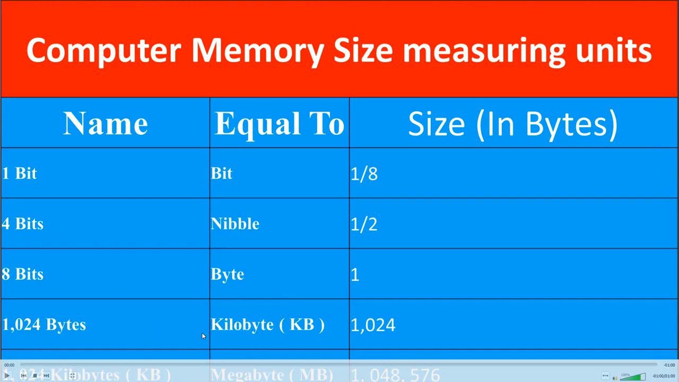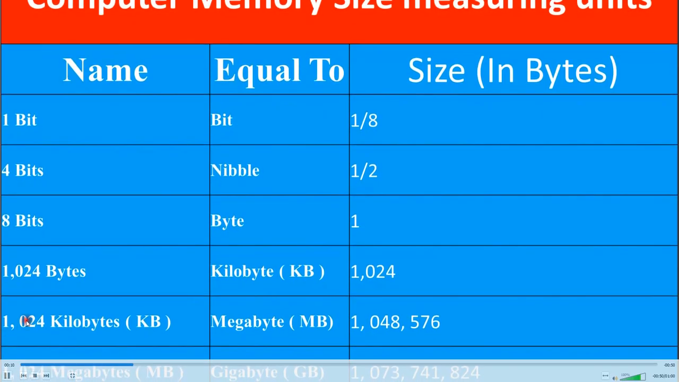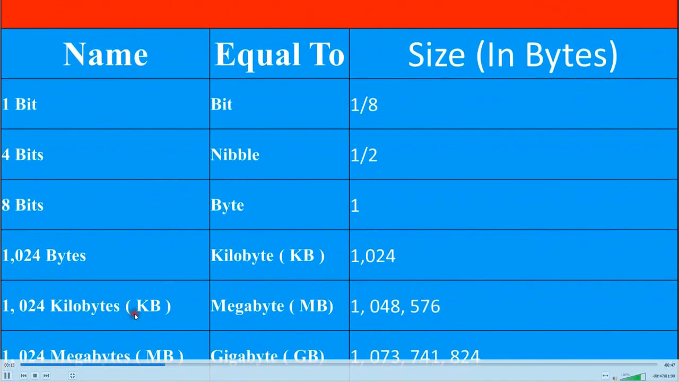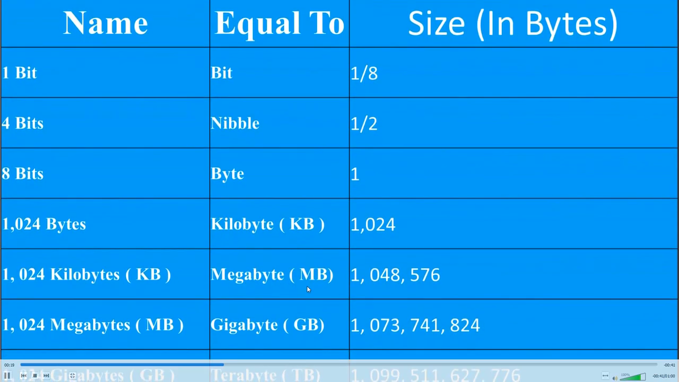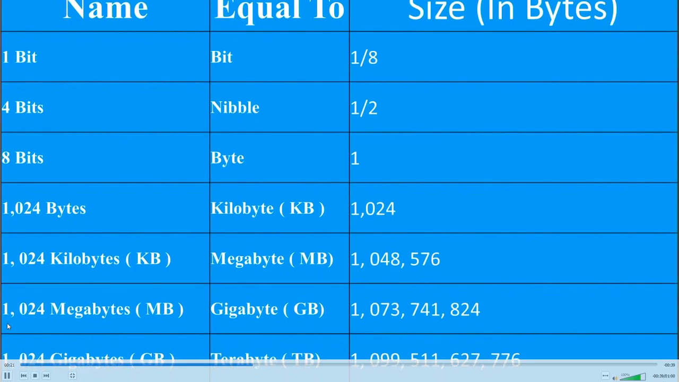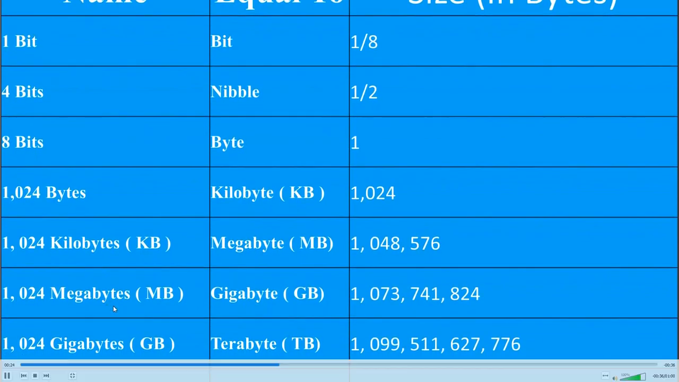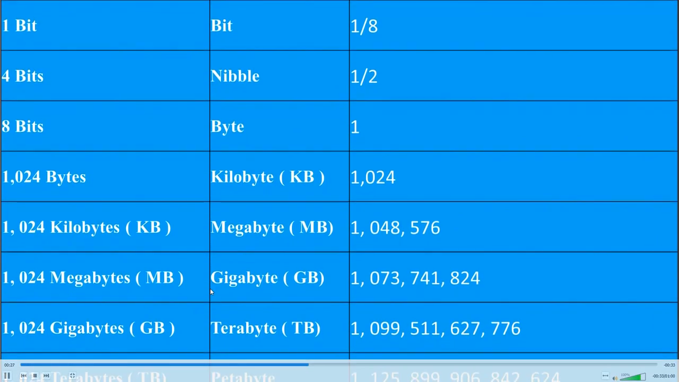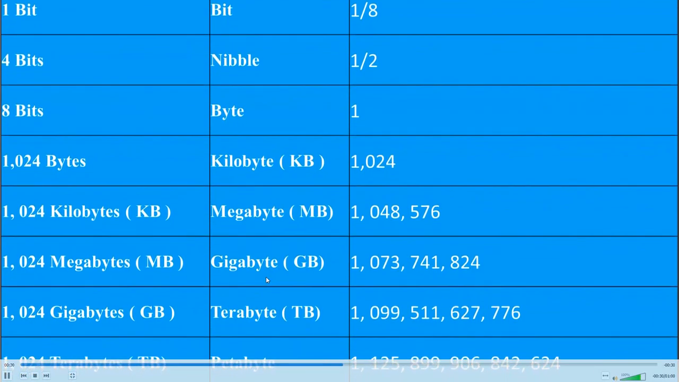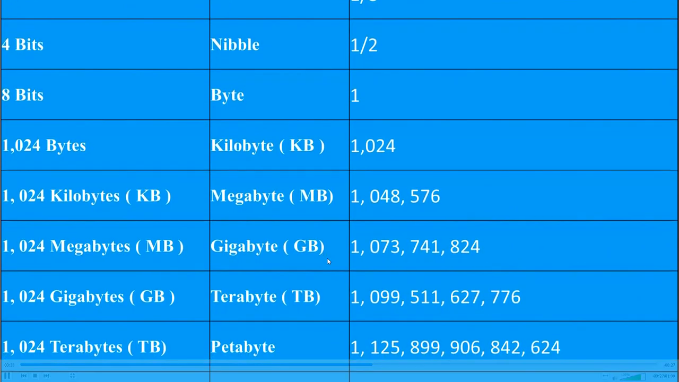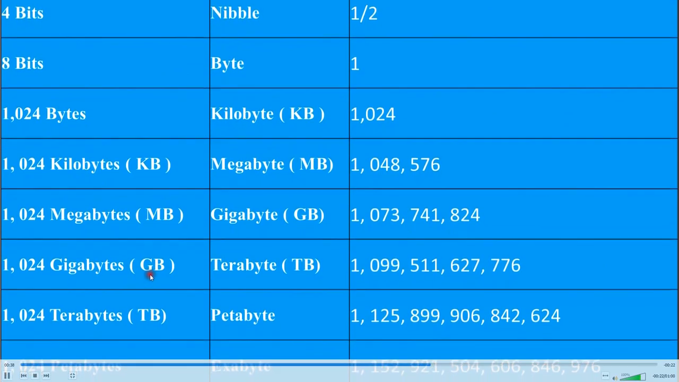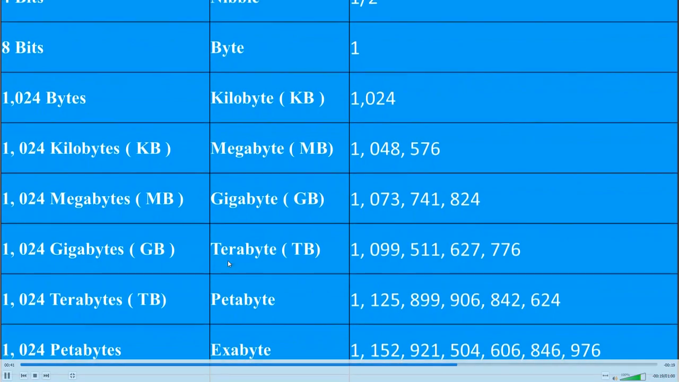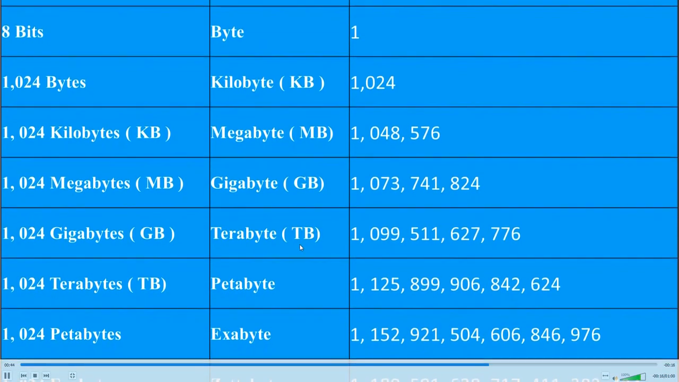1024 bytes is equivalent to 1 kilobyte or KB. 1024 kilobytes or KB is equivalent to 1 megabyte or MB. 1024 megabytes or MB is equivalent to 1 gigabyte or GB. 1024 gigabytes or GB are equivalent to 1 terabyte or TB.